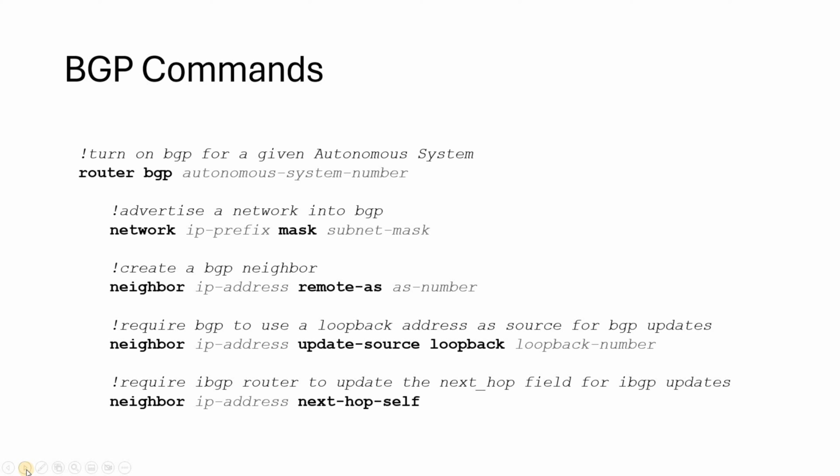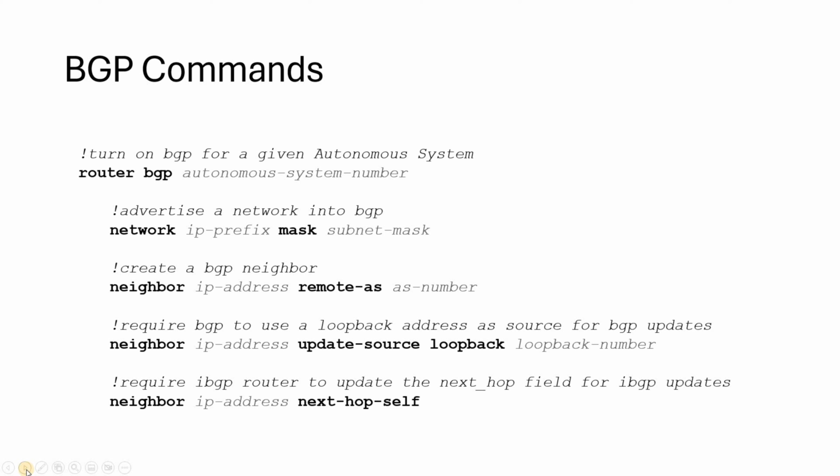I want to go over the BGP commands that we'll be using. You can go ahead and pause the video if you want to write these down, but the first command we're going to do is turn on BGP. That command is router bgp, followed by the autonomous system number that the device will be in. The next command is network, followed by the IP address or the IP prefix, followed by mask, and then the subnet mask. That's the command used to advertise a network into BGP.